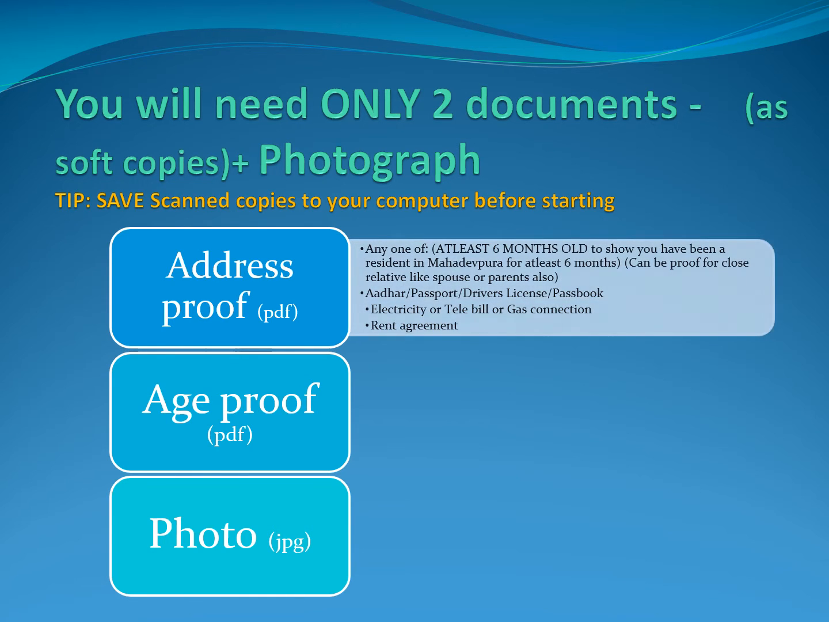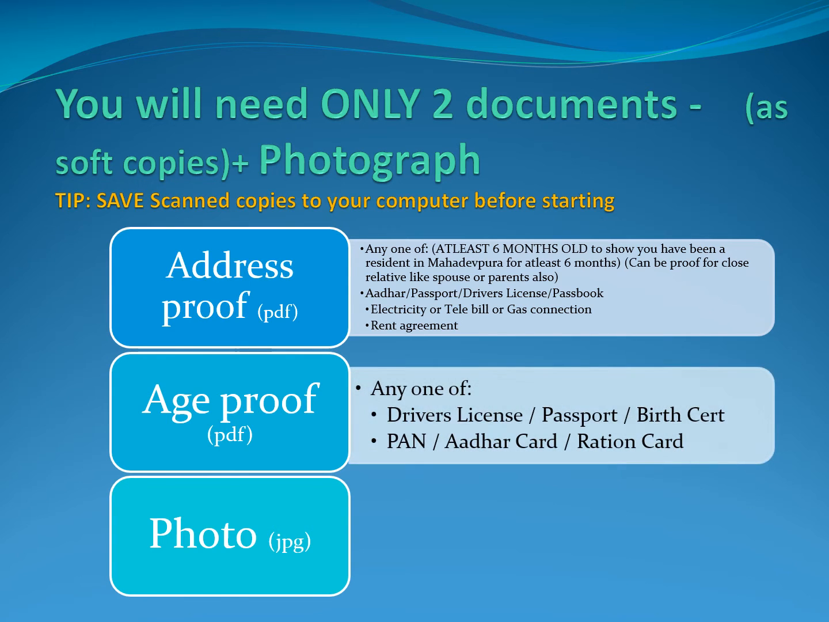For the address proof, there are various documents. You need only any one of these. Please note that the address that you give in your registration has to match the address on your electricity or telephone bill or whichever document that you're submitting here. The rent agreement specifically has to be for that particular address. So if there's a mismatch in the address, your application would get rejected.